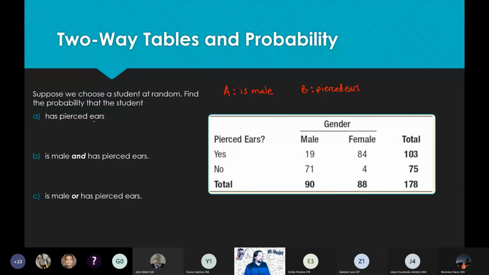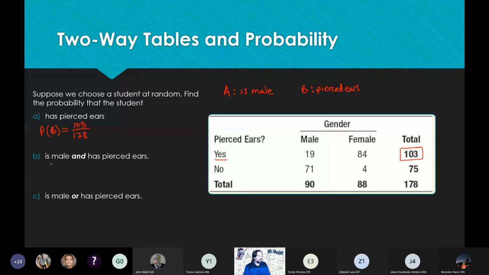So in this first scenario, has pierced ears, we're determining the probability of event B. So we're looking at pierced ears, yes. The total amount of people with pierced ears is 103, and we have a total number of students of 178. So the probability of having pierced ears in this class is 103 out of 178. The two-way table just allows us to easily have the data organized, so I can just pick the numbers that I need.